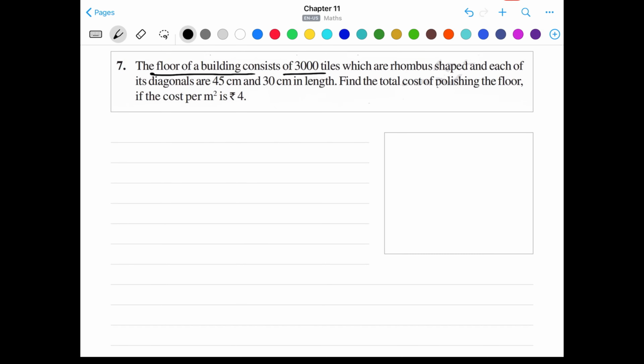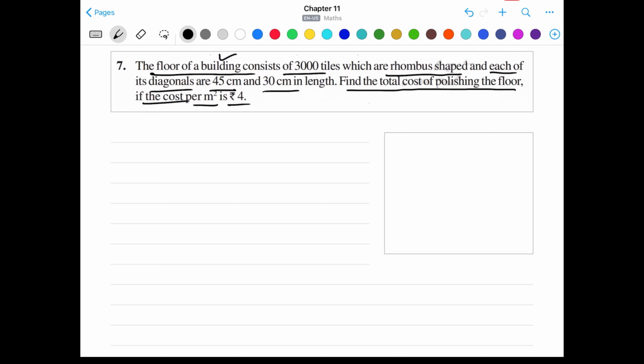Question number 7 is: the floor of a building consists of 3000 tiles which are rhombus shaped, and each of the diagonals is 45 centimeter and 30 centimeter in length. Okay, we have to find the total cost of polishing the floor if the cost per meter square is 4 rupees.